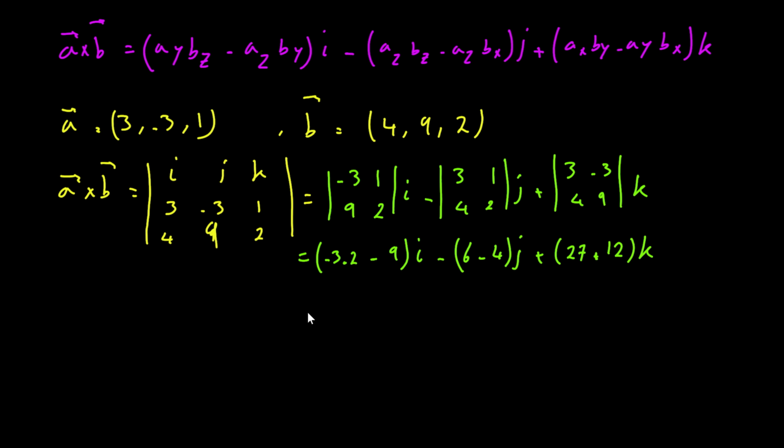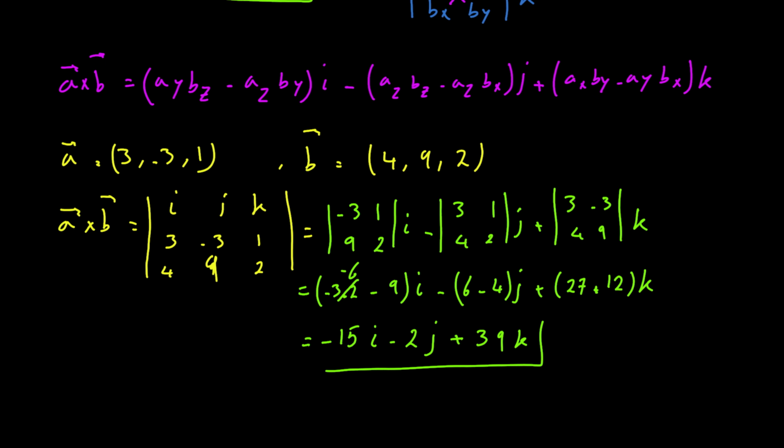Okay, I do the simplification. So negative 3 by 2, negative 6, negative 9 minus 9, so it's going to be negative 15 i. 6 minus 4, 2 j. 27 plus 12, 39 k. And that's my vector.